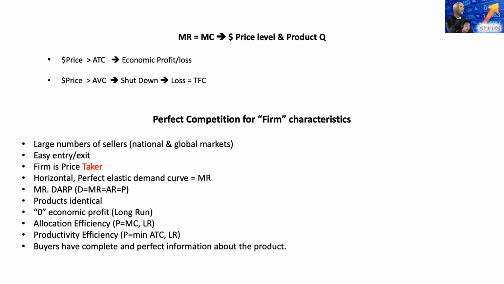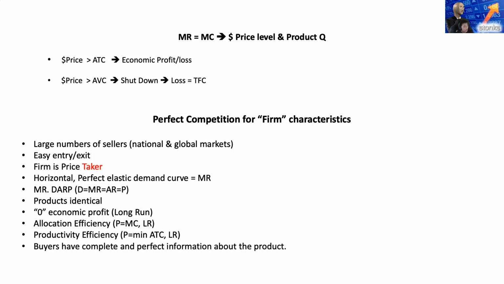And later on, when we see where the ATC is placed, it defines whether the firm is earning a profit or incurring a loss. If the ATC is above the price, then it's a loss. If it's below the price, it's a profit. I messed that up. And another point is Mr. DARP. All right, so it's MR equals D equals AR equals P. That's much easier to remember, but here's another version.